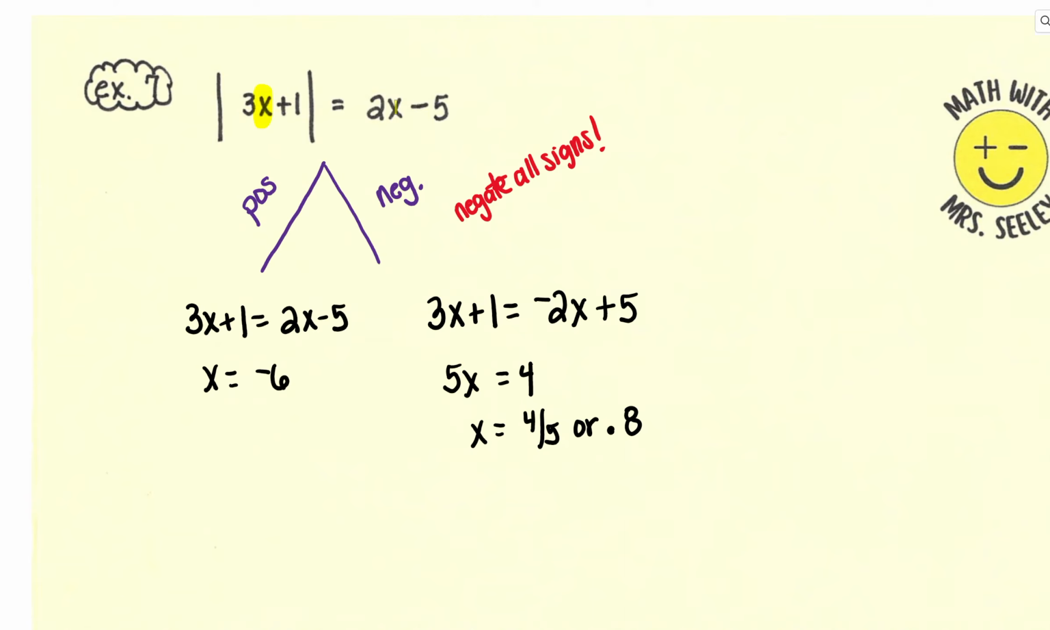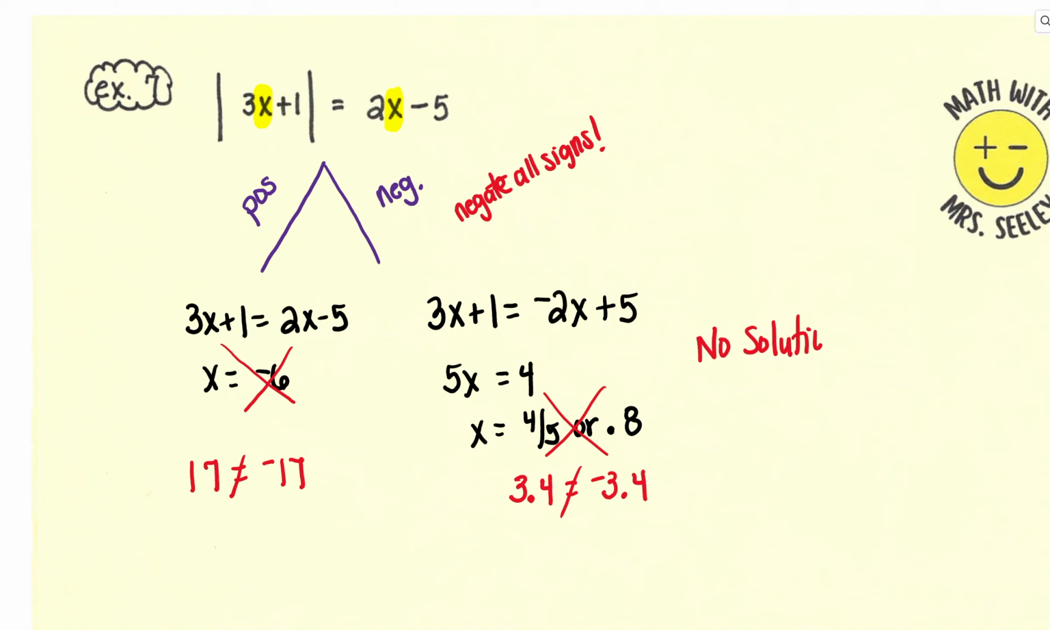So I'm going to go and check my negative 6 first. And if I check my negative 6, I'm going to find out that I got 17 on this side, but I get a negative 17 on that side. So this answer does not check. I check the 0.8. When I check the 0.8 on this side, I get 3.4. When I check the 0.8 on this side, I get negative 3.4. So this one doesn't check either, and this problem has no solution.